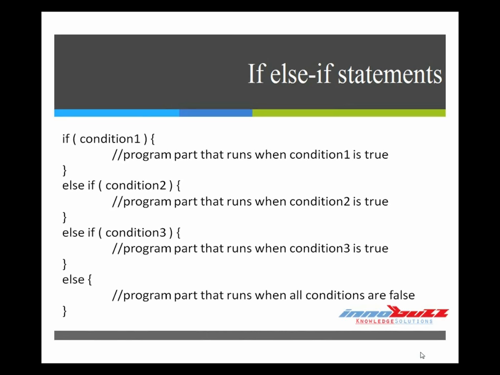So we have three program parts now here, which are going to run according to the condition. The first runs when the condition 1 is true. The second is going to run if the condition 2 is true. The third part is going to run when the condition 3 is true. And the else is only going to run if none of these conditions is true.